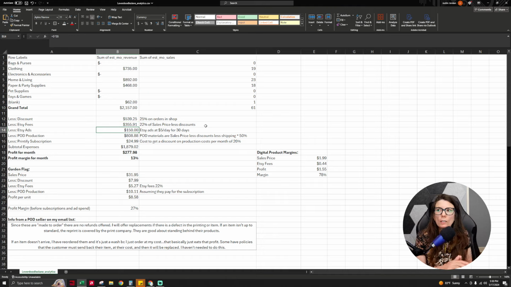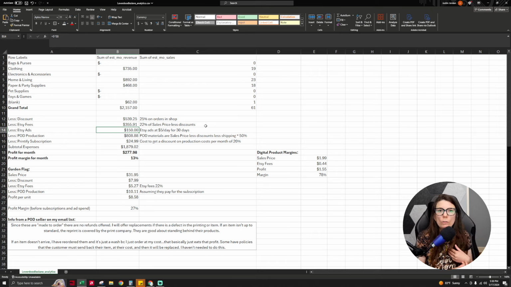Then I saw that this print on demand shop was running ads to their shop. Of course, I don't know how much they're spending every day in ads. I'm going to put it on the low end of $5 a day, but I know who owns this shop. And I know that during the Christmas season, they spend $100 a day to run ads to their shop to make money in the Christmas season.